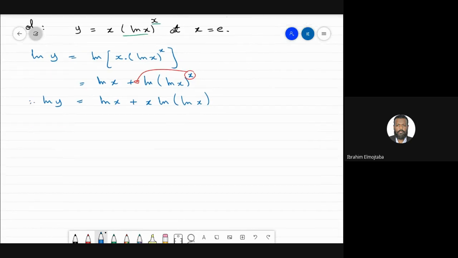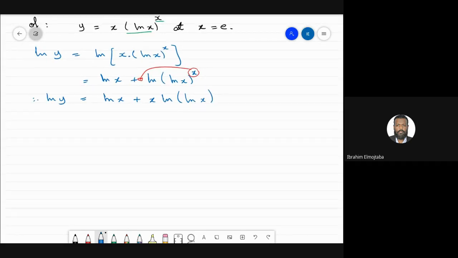Now we can differentiate. When we differentiate ln y, the derivative will be 1 over y times the derivative of y, which is dy over dx. This equals the derivative of ln x, which is 1 over x.